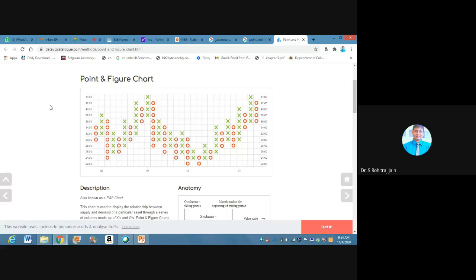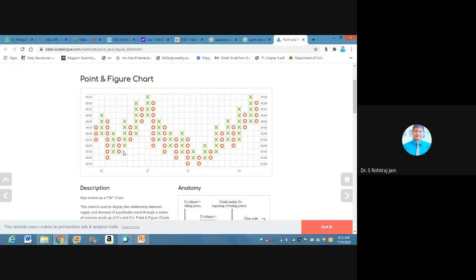So how to draw this point and figure chart, students? The correct way to draw a point and figure chart is to plot every price change, but practicality has rendered this difficult to do for a large quantity of stocks. So many point and figure chartists use the summary prices at the end of each day. Some prefer to use the day's closing price, and some prefer to use the day's high or low, depending on the direction of the last column.